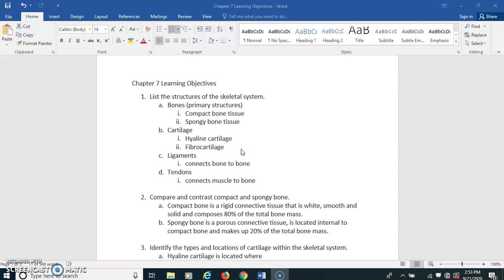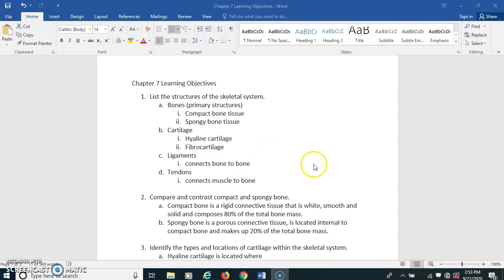Those are made up of dense regular connective tissue, and they have different roles in the skeletal system. So make sure that you remember the ligaments are there to connect one bone to another bone. And our tendons are connecting a muscle in the body to a part of the bone. So those are the structures of our skeletal system that you should be familiar with.